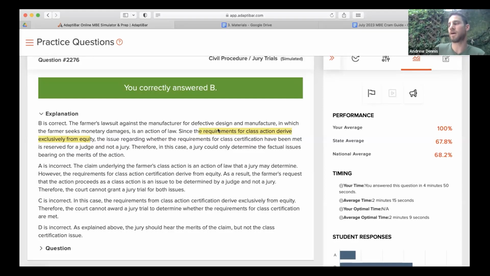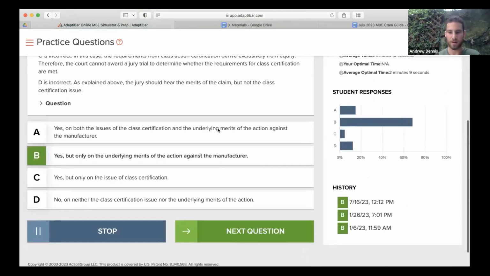And why? Because the underlying merits of the case are for money. And like we talked about, if it's legal in nature, you do get a jury. The certification of a class action is not something legal in nature, which has monetary damages, or as Brighton was saying, was not available for jury trial before the Constitution. So there's no reason to bring a jury in to hear the issue of class certification. As Matt said, a judge will do that. All right, excellent.